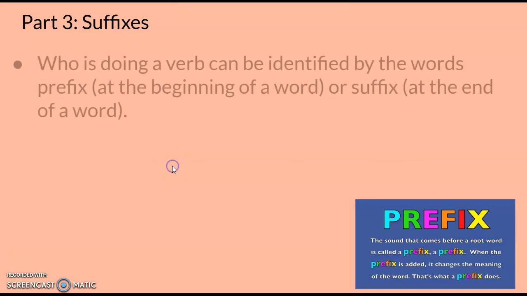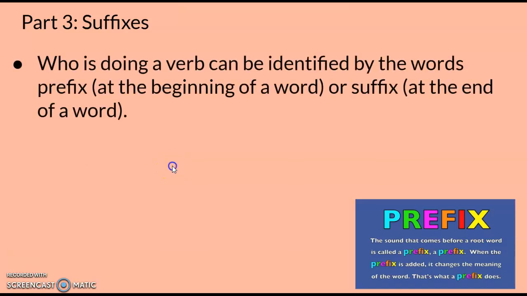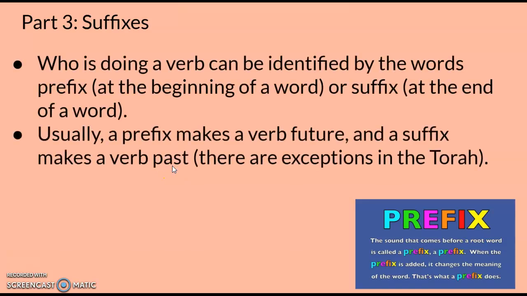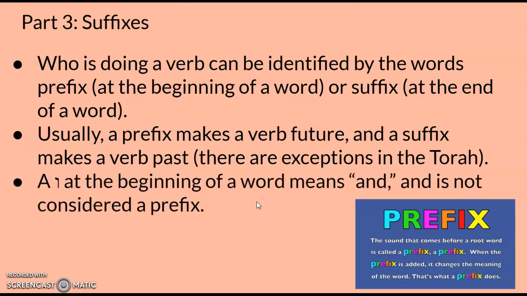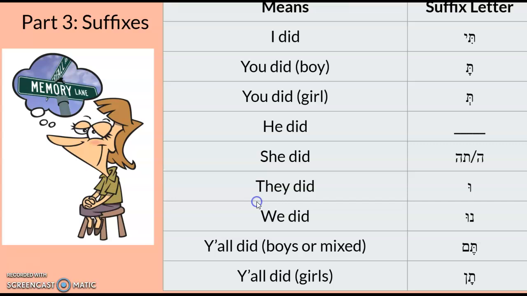The opposite of a prefix is a suffix, and that's when it comes at the end of the word. The end of the word usually means it's past tense, it happened in the past. There are exceptions in the Torah, we'll talk about that again in a little bit. And a vav at the beginning is still not that.